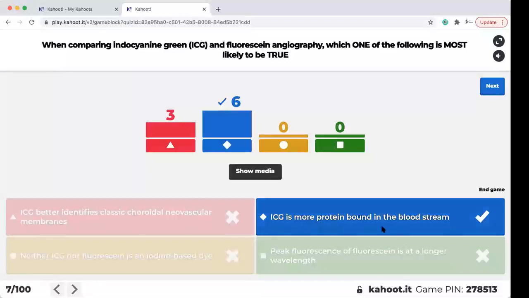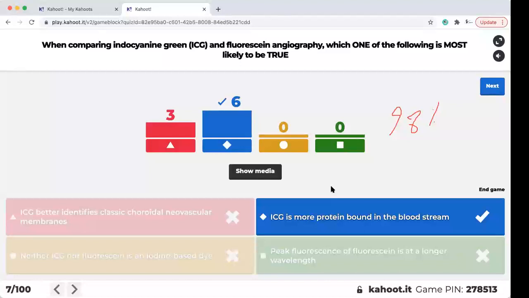ICG is more protein bound in the bloodstream. This is the correct answer, as about 98% of the ICG molecules are bound to albumin, a larger protein in the blood, which makes the blood vessels of the choroidal circulation retain the ICG molecule. And this is what makes ICG good for choroidal lesions.